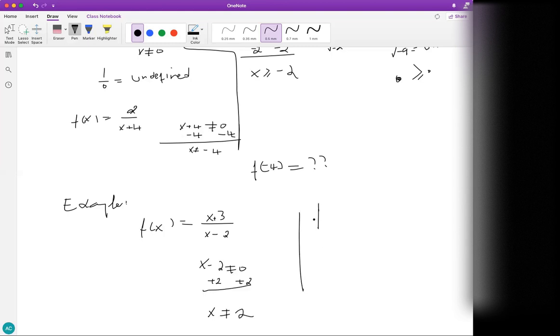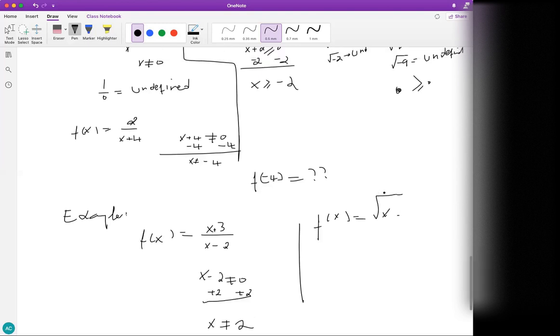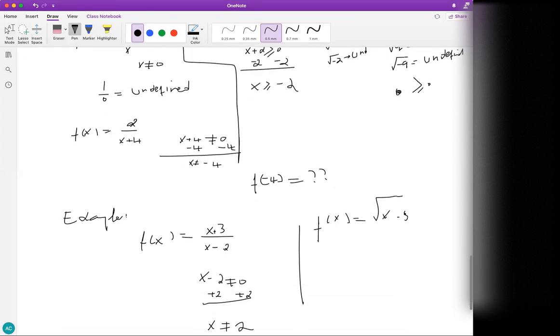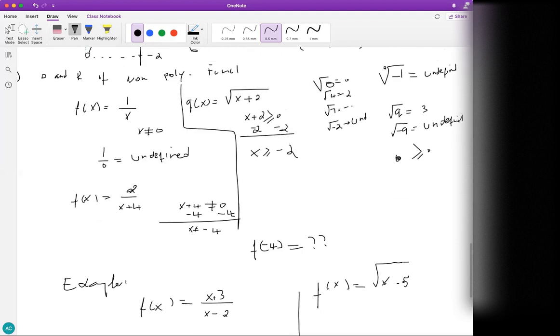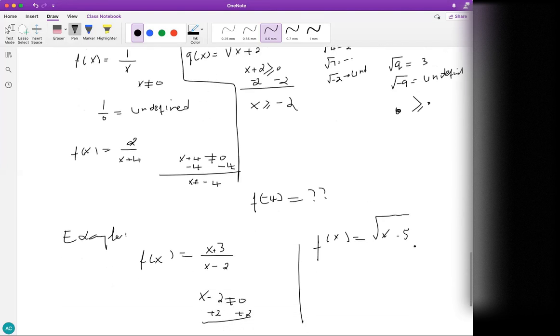And if you see a radical, what do you do again? Let's say you have a radical, for example, the square root of x minus 5. What do you say about the radical? This has to be what? It has to be greater than or equal to 0. Okay, so just take whatever is inside, and say greater than or equal to 0. That's all you have to do.